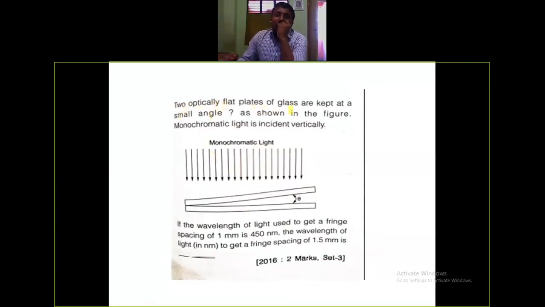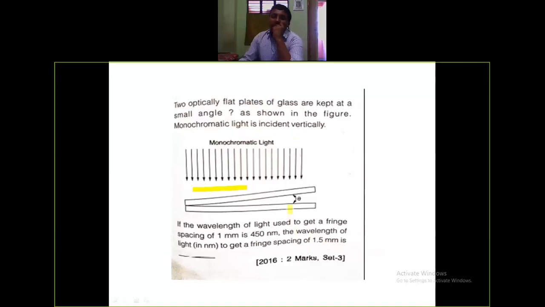Two optical flat plates of glass are kept at a small angle as shown in the figure. Monochromatic light is incident vertically. If the wavelength of light used to get a fringe spacing of 1 millimeter is 450 nanometer, what is the wavelength of light in nanometer to get a fringe spacing of 1.5 millimeter?